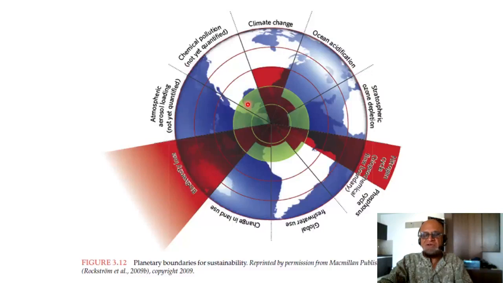So the green space here is considered the safe operating space, and for the nitrogen cycle, we were supposed to be already out of it by the time this paper was published, as well as with biodiversity loss. And here we are edging out of the safe operating space. We are making an impact here and here.